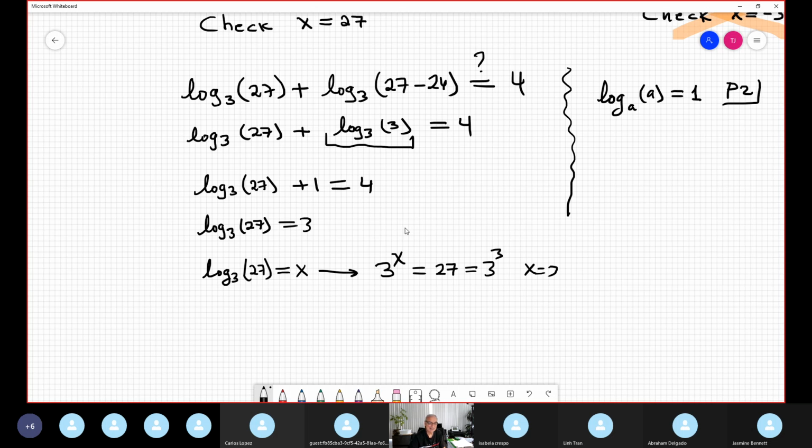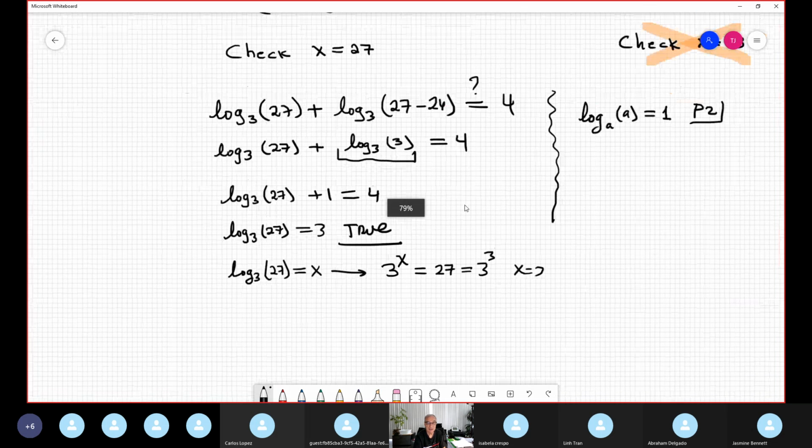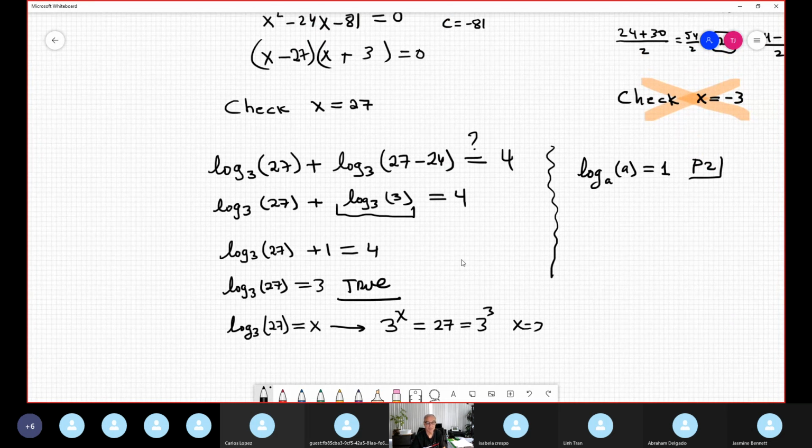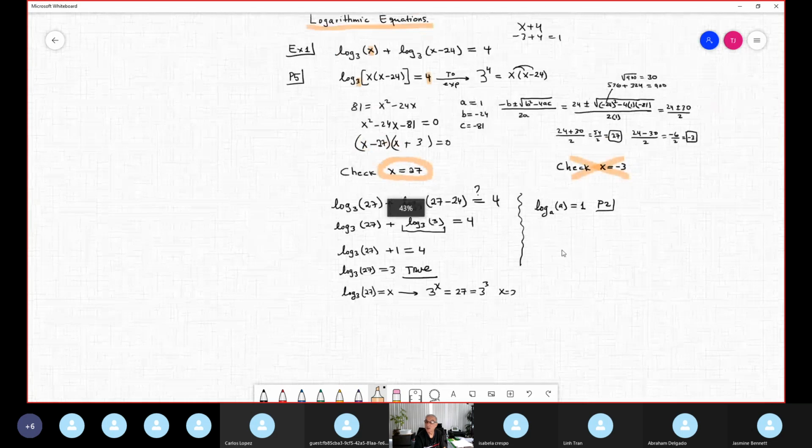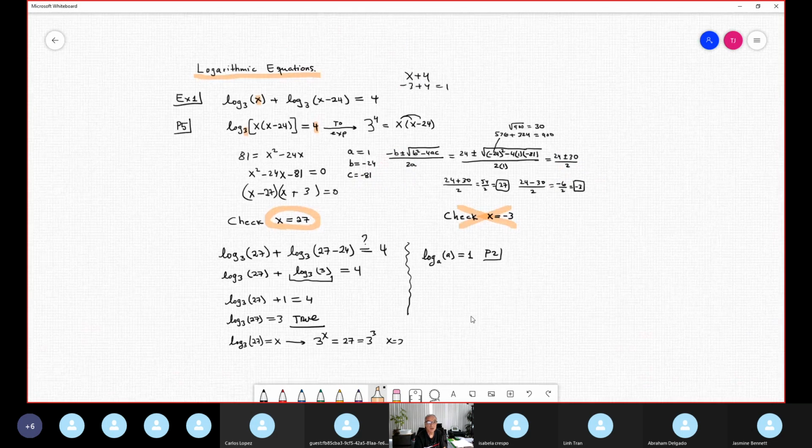It's fantastic. This statement is true, and this is the confirmation that the only solution that we have in this logarithmic equation is 27. End of story. Solution set. The solution of this equation is, let me erase that part, solution set 27. Any questions? Do you understand very well or no?